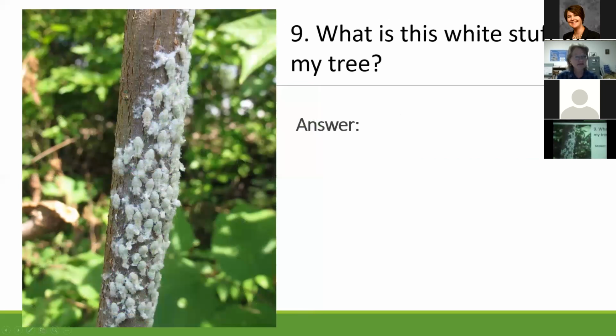What is this white stuff on my tree? This one, I actually thought it was woolly aphids when I first saw it, and I was wrong. It's something else. They looked a little bit different than I was used to woolly aphids looking. I know I talked about woolly aphids earlier on the maple, and they were grayish purple, but some woolly aphids will get really, really white once they develop all their white waxy filaments.